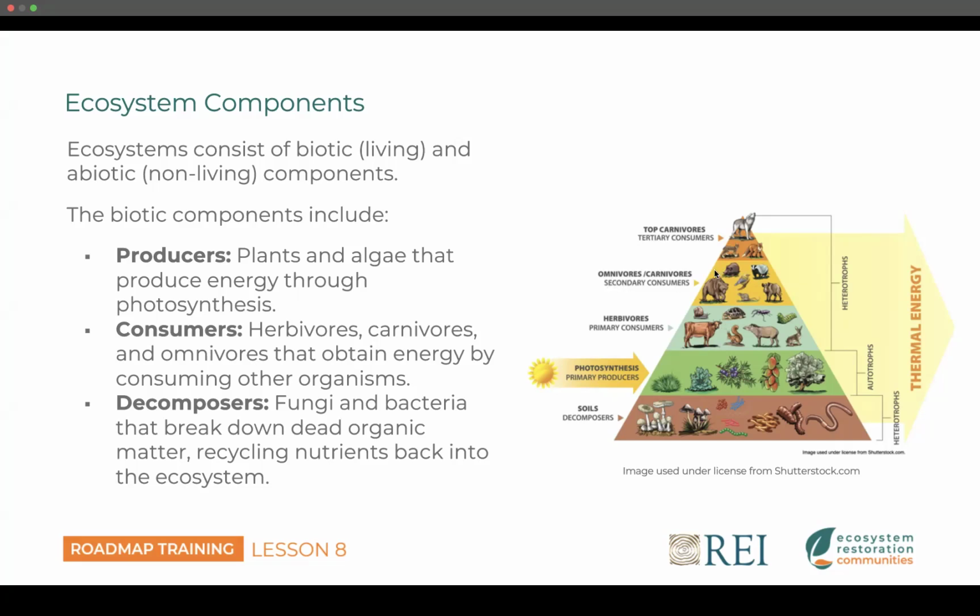So these are species that can eat both plants and animals. And those are our omnivores. And the carnivores are the ones that only eat meat, so they're eating the flesh of other creatures. And then we have our tertiary carnivore consumers, or our top carnivores.